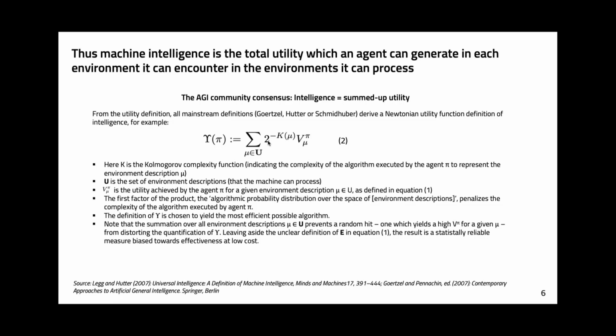Furthermore, a couple more remarks. So mu is the environment. What is uppercase U? Uppercase U is a set of environment descriptions that the machine can process. For example, if the machine is the AlphaGo machine, then all the situations are settings on the Go board and nothing more. But of course, an AGI agent would hopefully be able to process more different situations. That at least is what they hope. And so U is just a set of environments the agent could, in theory, be processing.